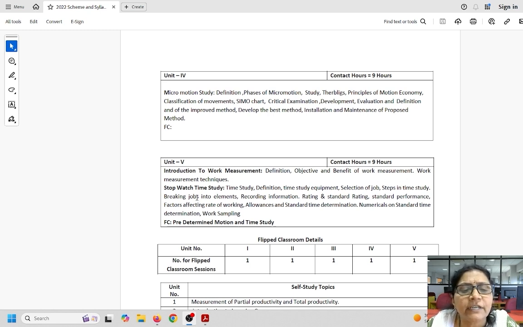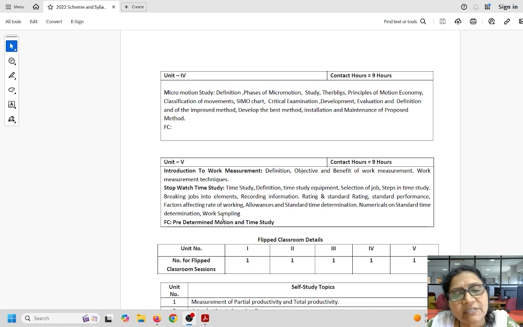In that, the important technique is stopwatch time study, wherein you are going to learn how to select the job for stopwatch study, how to break the job into small elements, recording and rating, and then rating performance, factors affecting the performance rating of the worker, and allowances, so how much allowance is to be provided to the workers. That is the additional time for him to attend to his personal needs and all those things. How to determine the standard time, that you are going to learn, and some numericals are also involved in that.